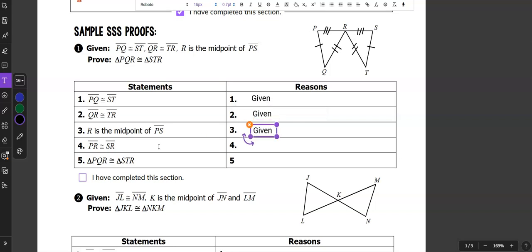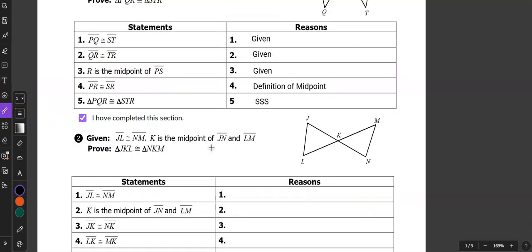Now, I have seen people do proofs where they'll put all the given information into one box. That's fine. We're not going to be doing it that way. We will always have a box per statement. Number 4 here says that segment PR is congruent to SR. Why did we know that? Because that is the definition of midpoint. And then we're saying these two triangles are congruent because all 3 sides are congruent. So we say side, side, side. And that's all you have to do for that. Make sure you select that you've completed the section.